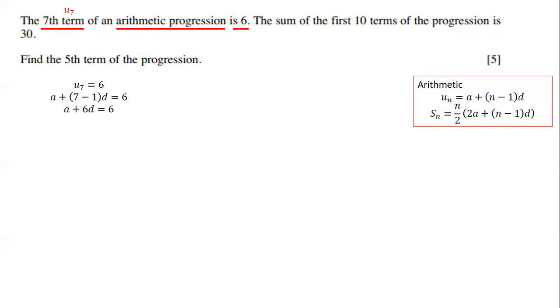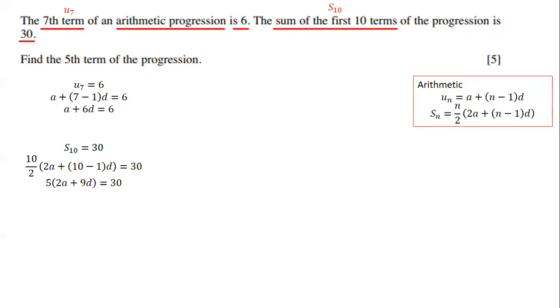The sum of the first 10 terms of the progression is 30. And again, my brain picks out the sum of the first 10 terms, which I can write as S10. And it's told me that that's 30, so I can write a formula, S10 equals 30. I've got a formula for Sn, so I'm going to sub 10 into that formula. So 10 over 2, lots of 2a plus 10 minus 1 d, equals 30. So I'm going to simplify that to get 5 on the outside and 9d on the inside.